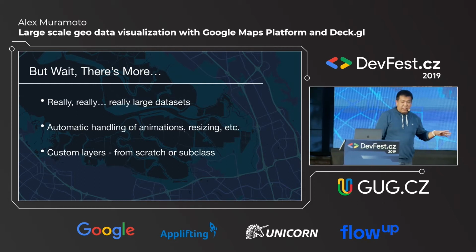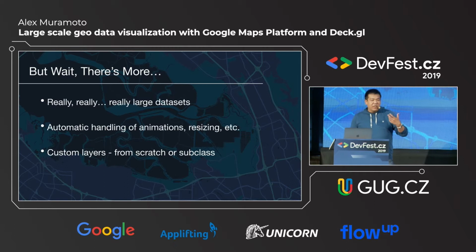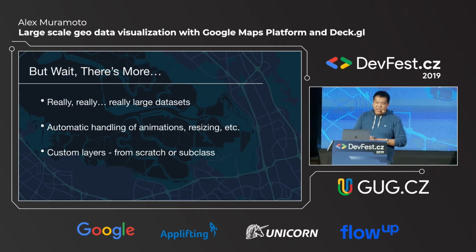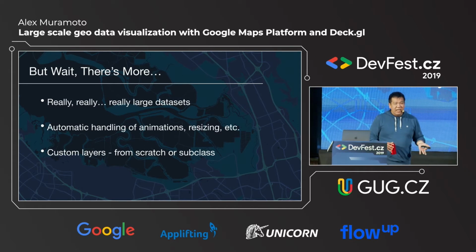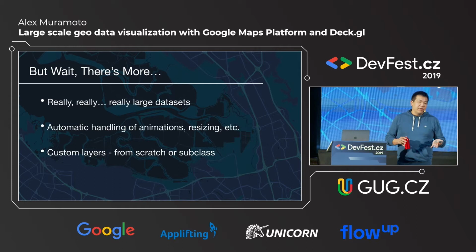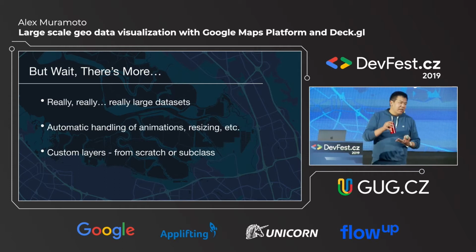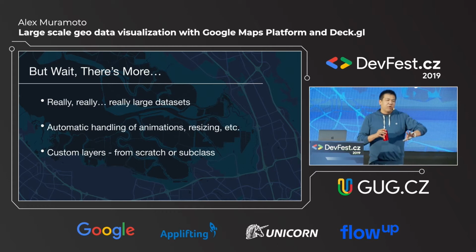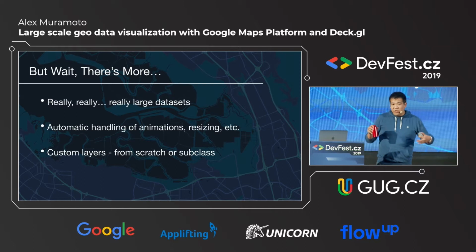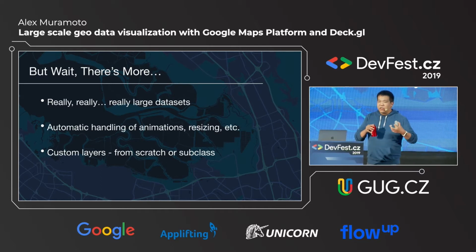Also, Deck.gl provides us with a number of niceties right out of the box, including automatic handling of things like animations, resizing of points. Some of these are things that you might not normally even think about. But for example, if you're talking about 6 million points on the map, as the user zooms in and out, you probably want the scale of those points to automatically adjust, because part of any data visualization, geo or otherwise, is about presentation.